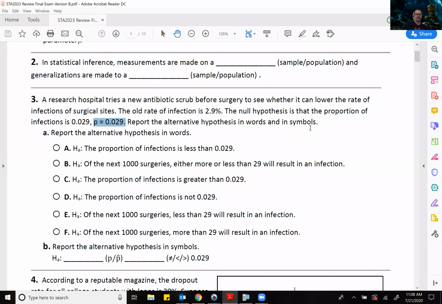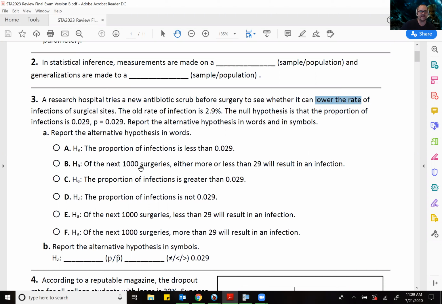Okay. Now the key words in here are lower the rate. So our alternative hypothesis has to be about lowering this number. So when we're down here, let's take a look. Population is less than that. That's definitely about lowering. But let's make sure that we check all this other information at the same time too.